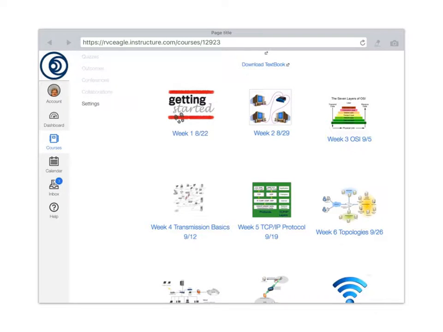Week 3, OSI. OSI is the 7 layers of networking we're going to talk about. We're also going to talk about some organizations and certifications, a part of networking. It might not be the most exciting part of networking, but it's something you need to know about. Not everything that you do in life, regardless of what you decide to do, is going to be exciting. It's just stuff you got to know, or good to know anyway.